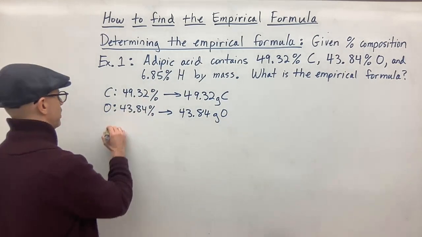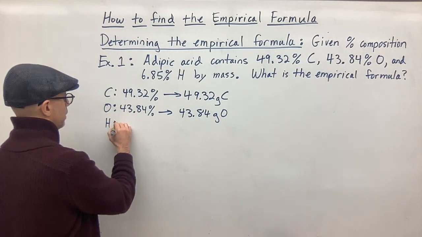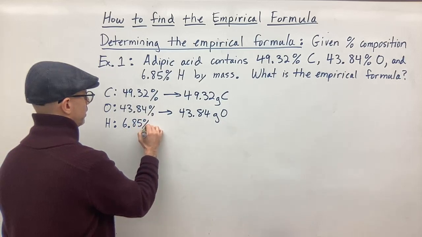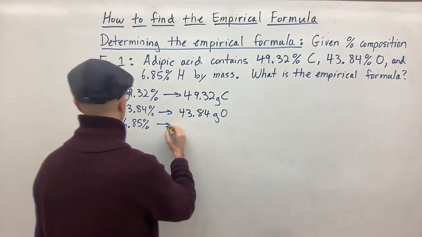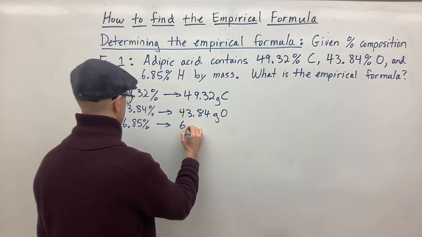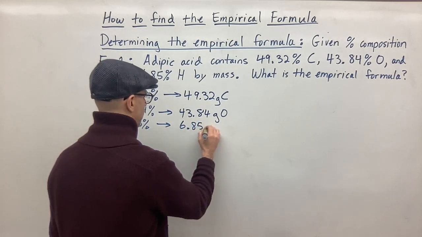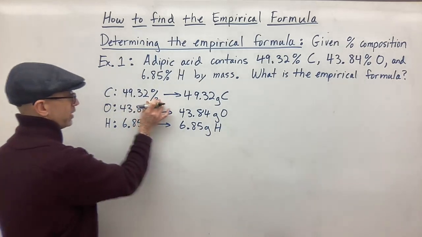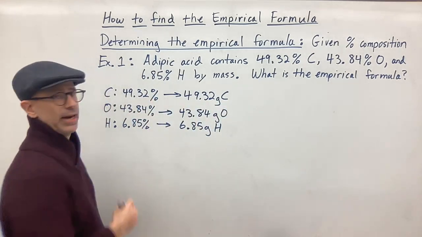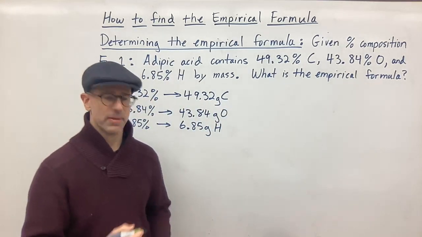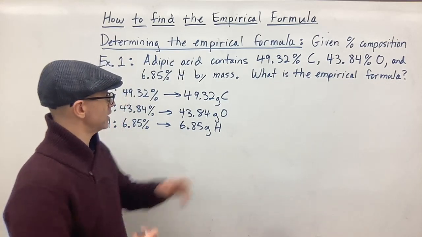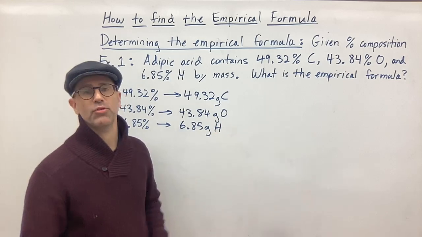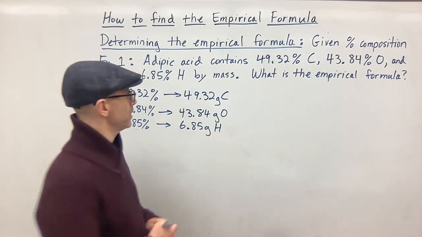And then in hydrogen, they're giving me 6.85%. And so out of 100 grams of my adipic acid, that's going to be 6.85 grams. So all I've done is just change the percent to a gram. Now that I have the grams of each one, the second step is I want to convert these gram amounts to moles. I'm going to use the molar mass of each element.